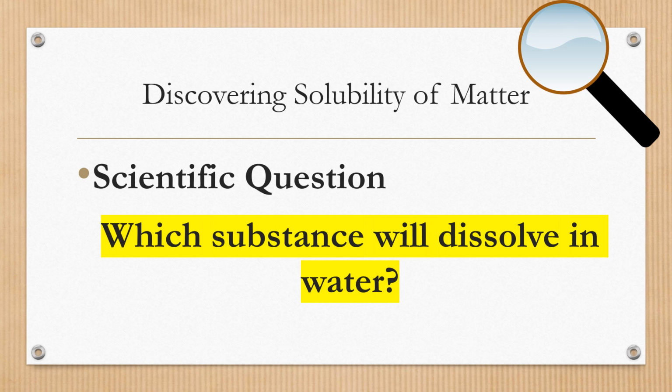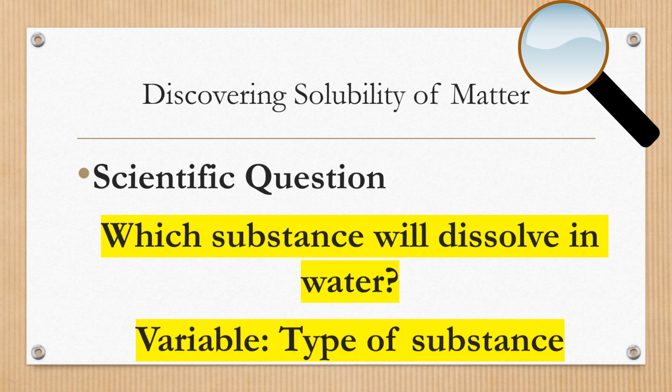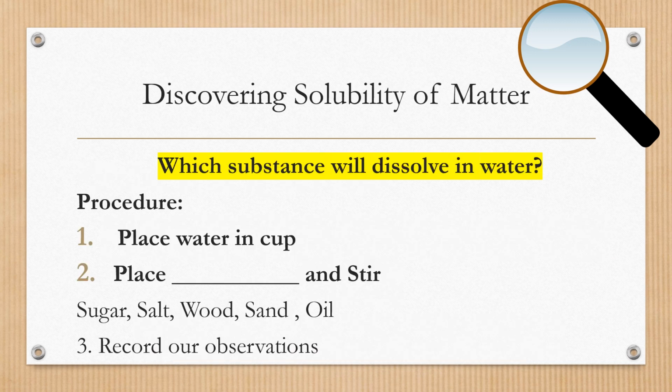Our scientific question for today is, which substance will dissolve in water? Our variable, our factor that we're going to change on purpose will be the type of substance. Procedure. Number 1, place water in cup. Number 2, place substances and stir, 1 substance at a time. Number 3, record your observations.